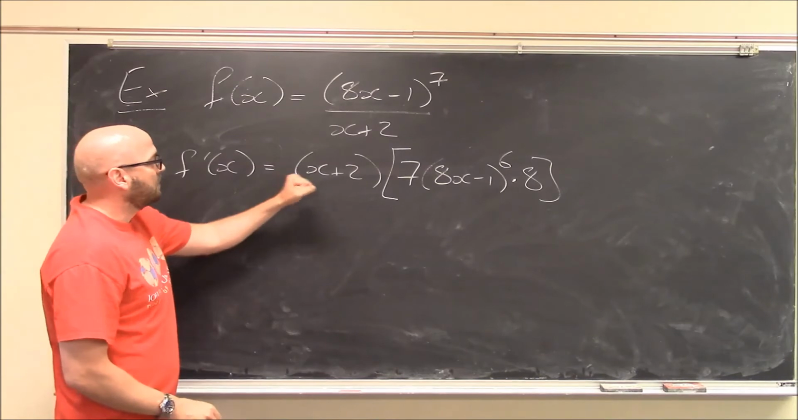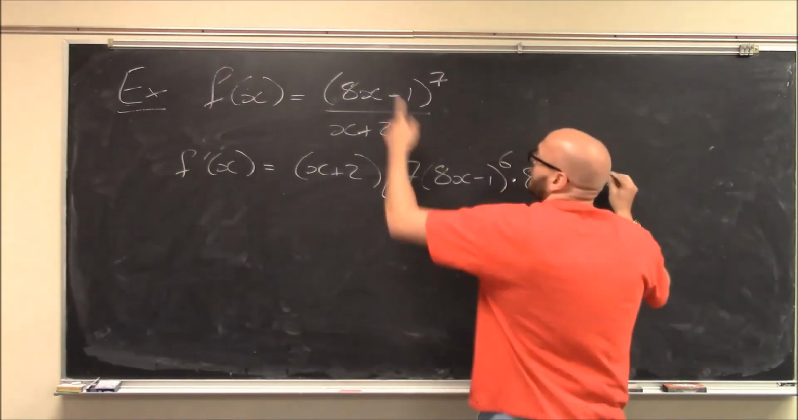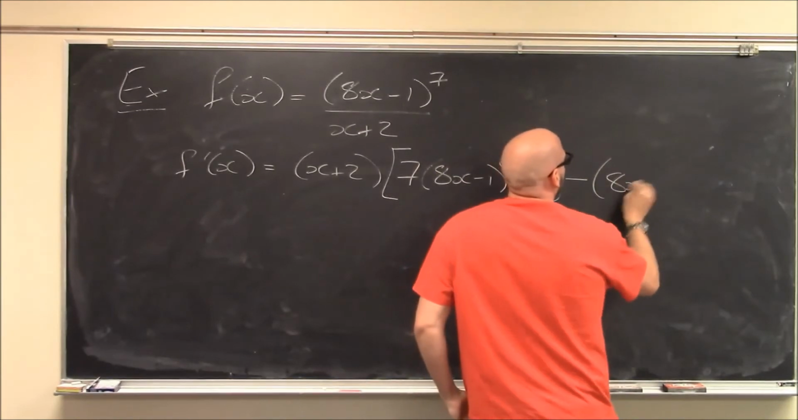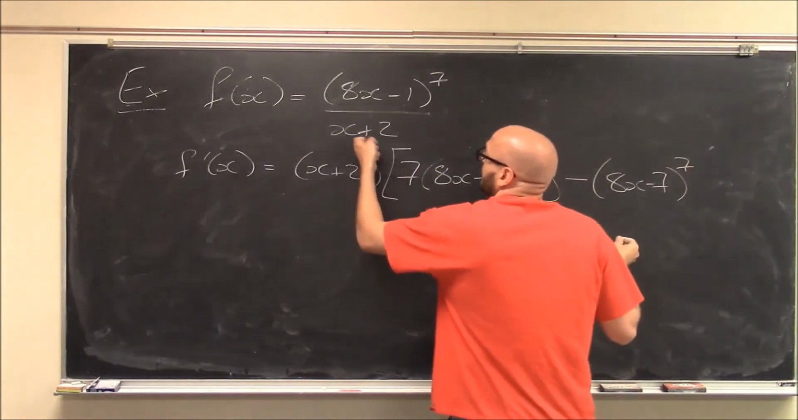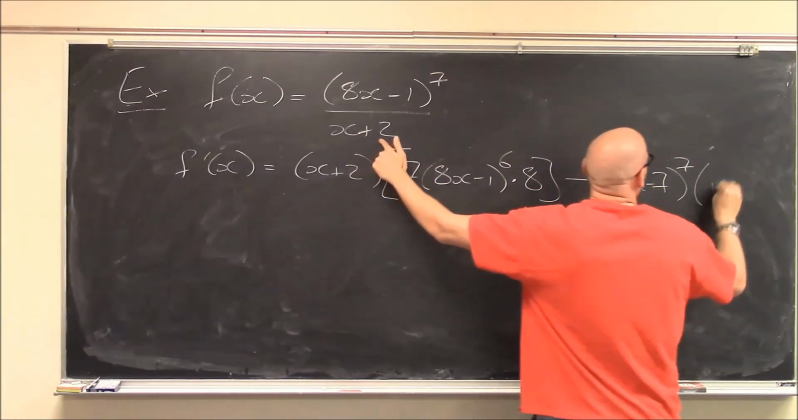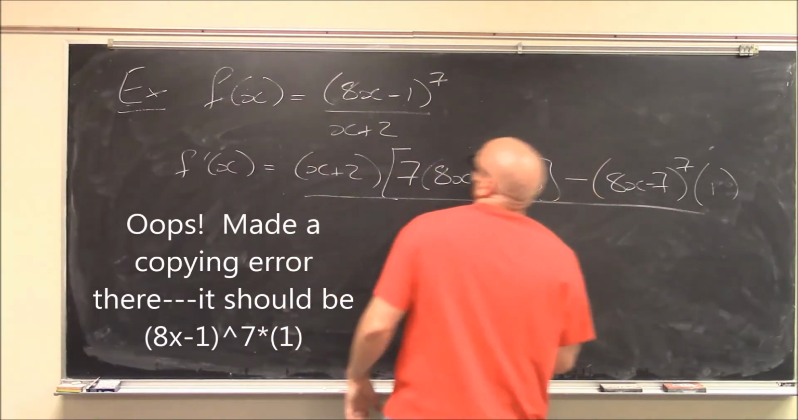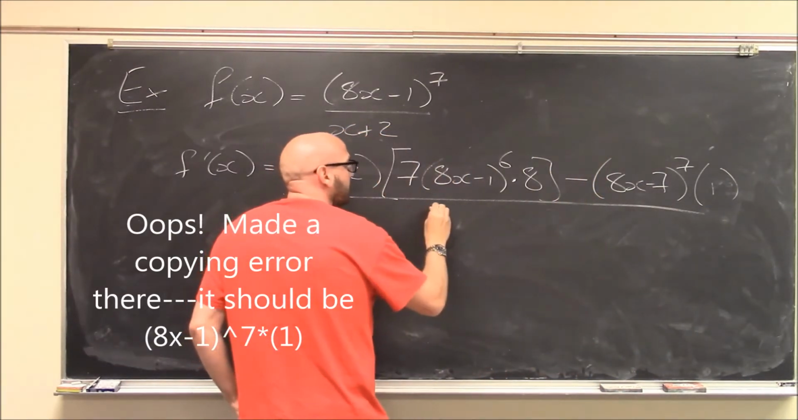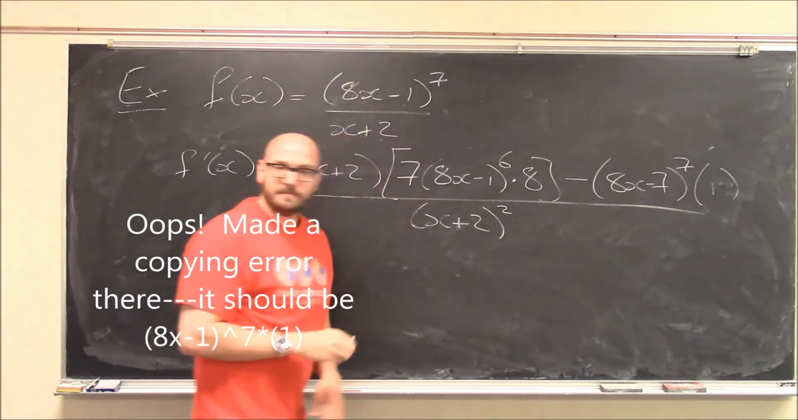Great, so we've got the bottom times the derivative of the top, now minus the top, (8x - 1) to the 7th, times the derivative of the bottom. What's the derivative of x plus 2? Just 1, all over the bottom squared, (x + 2) squared.